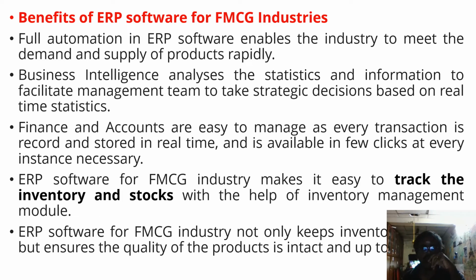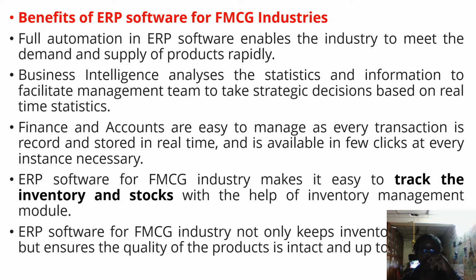Another thing we have is the benefits of ERP software for FMCG industries. Full automation in ERP software enables the industry to meet demand and supply of products rapidly. Business intelligence analyses the statistics and information to facilitate the management team to take strategic decisions based on real-time statistics. Finance and accounts are easy to manage as every transaction is recorded and stored in real time and is available in a few clicks at every instant necessary.